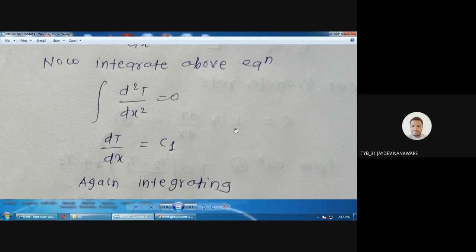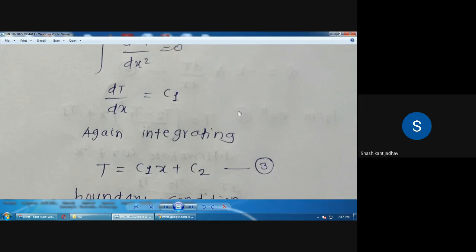Gaikwad: T is equal to C1x plus C2. Correct. Again a constant is there because we are taking the integration of dT/dx. So the integration of dT/dx means the derivative is cancelled and T is there. The integration of C1 is C1x, and we have to take a constant again. So T is equal to C1x plus C2. Write down T is equal to C1x plus C2, and that is equation number 3.